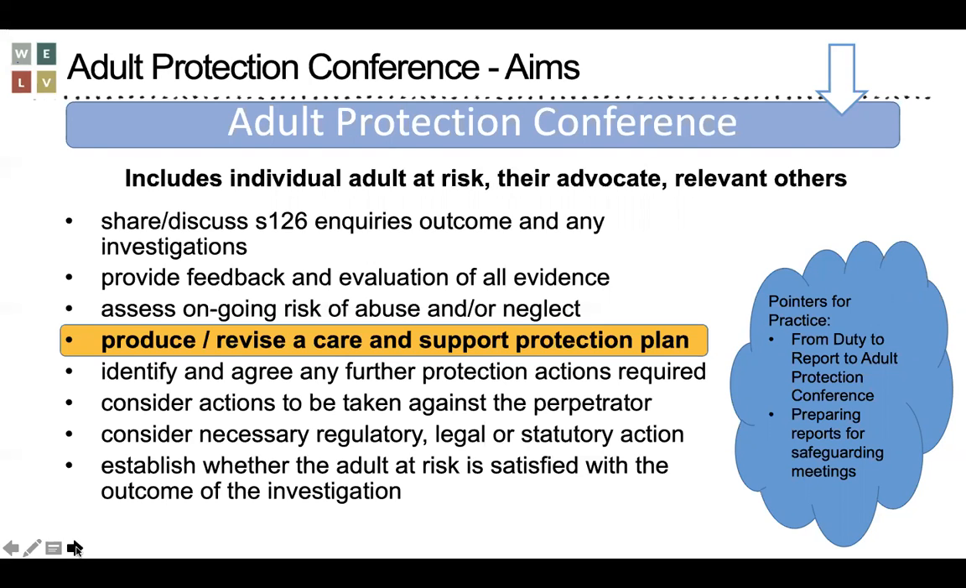There may be some actions to be taken against the perpetrator. The need to consider any regulatory, legal or statutory action, and to establish whether the adult at risk is satisfied with the outcome of the investigation. Again, you can see there are some pointers for practice in the procedures to support any individuals that attend those adult protection conferences.